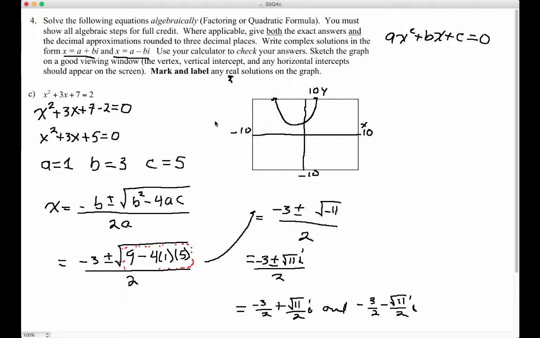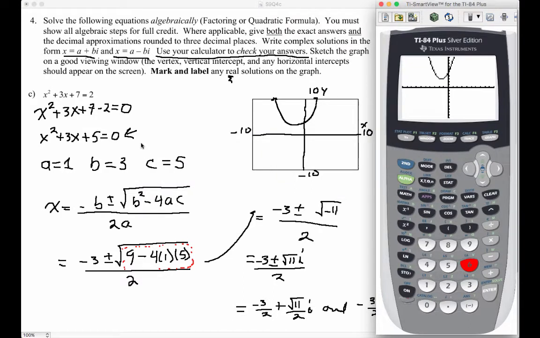Notice they said label any real solutions, but we don't have real solutions. But they did say use your calculator to check your answers, okay? Well, in the previous two problems, we checked them by doing graphing. Here, we're going to actually have to plug them back into the equation. In particular, we're going to plug our solutions into this version of the equation and see if it comes out to be equal to 0.